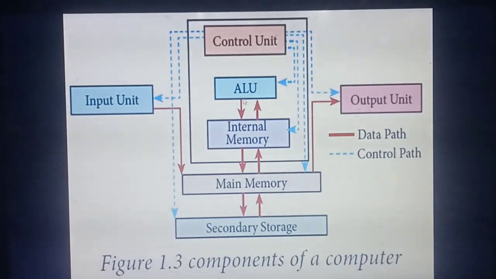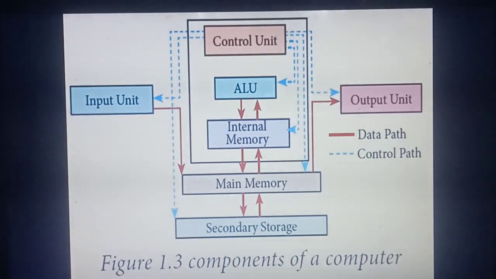Then ALU, that and all you will study later. After processing all the things, where will it be stored? In the memory. There are 2 types of memory, I said: internal memory and main memory. Then secondary storage, that is, the pen drive, likewise. Anyway, altogether we can say this is the CPU. After processing all the data, you will get one output.